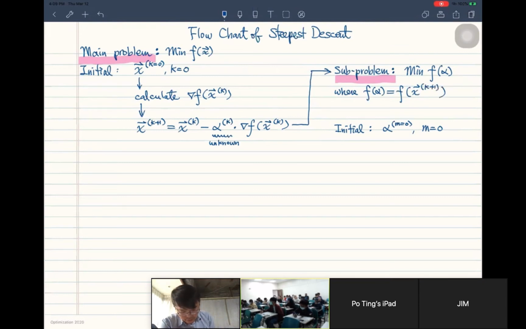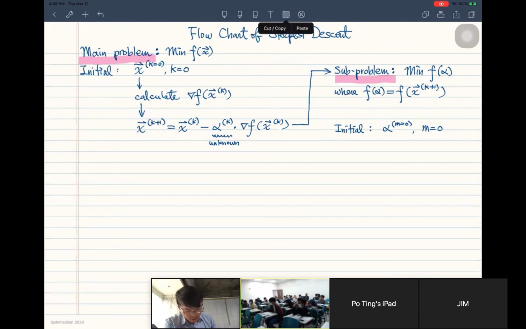So you use this to plug in f. You plug in. Okay? And inside, because you have a variable of alpha, this becomes a function of alpha.